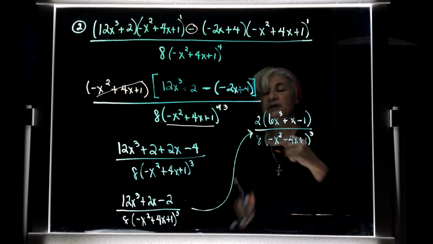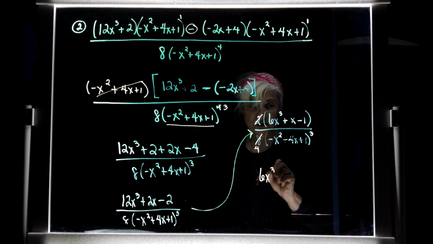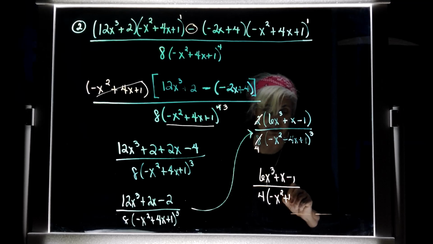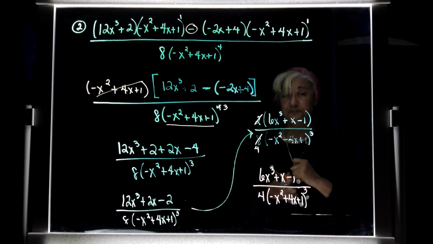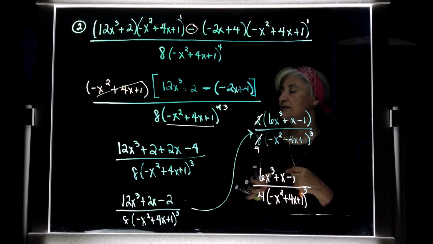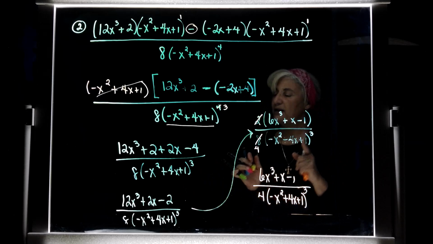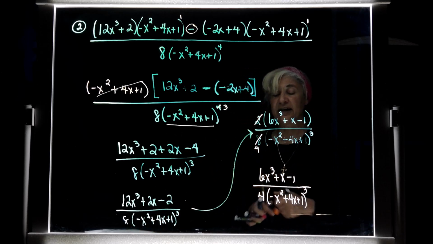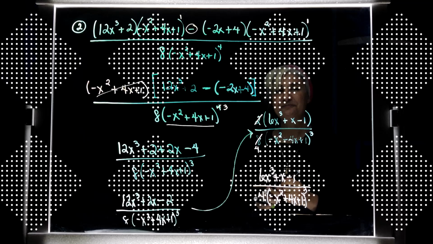What can you do? The 2 and the 8 are going to cancel, which is going to result in 6x to the third plus x minus 1 all over 4 times the parentheses negative x squared plus 4x plus 1 to the power of 3. Sometimes not all the reducing is apparent until you get to the end and you're like, wait, there's still something else I can factor out. And gratefully, in this case, it did cancel with that 8 in the denominator. Good? Okay, problem number 3, heading your way.